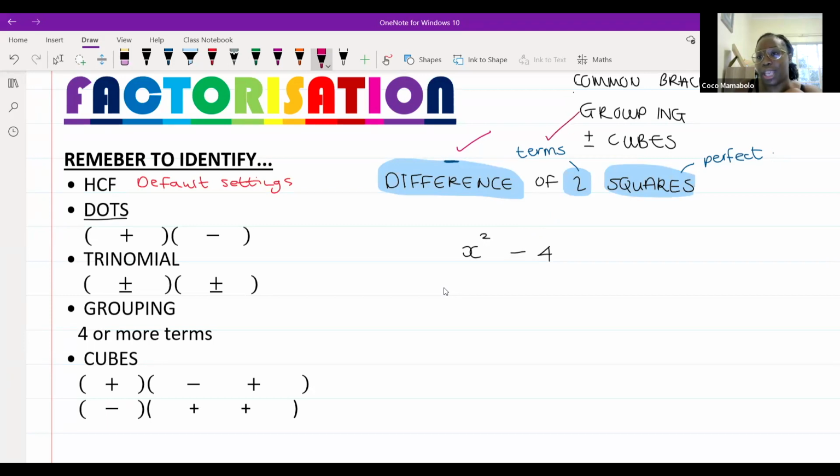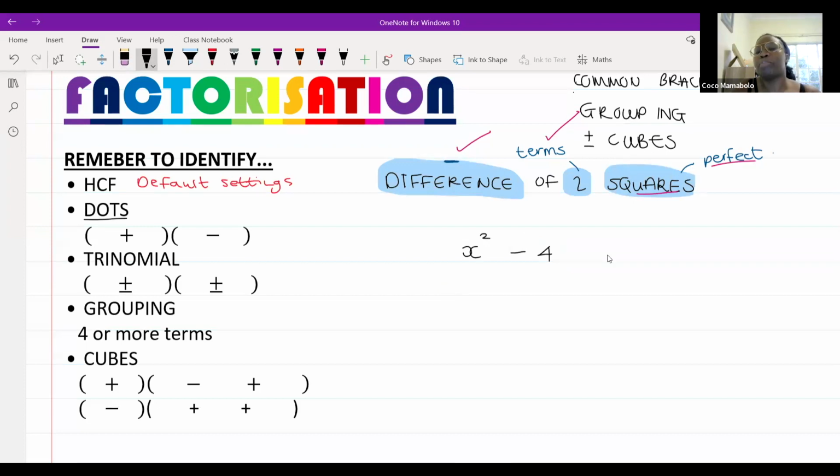I have 2 terms. And are both my numbers perfect squares? Are both of my terms perfect squares? Yes, they are. X squared is a dead giveaway because it's already squared. That's a perfect square. And what about 4? Why do we know that 4 is a perfect square? Because I can rewrite 4 as a perfect square as what? That's it. Correct, Seho, as 2 squared. Beautiful. So I know that I can actually factorize this. Yes, Sia, 2 squared or 2 times 2, 100%.